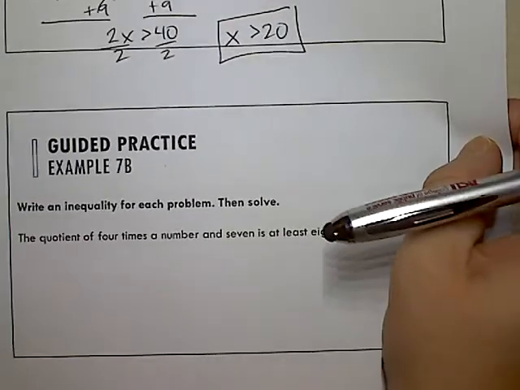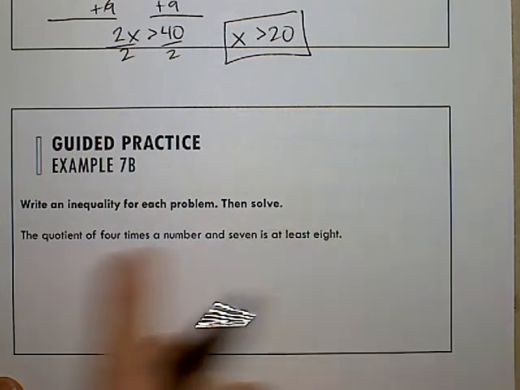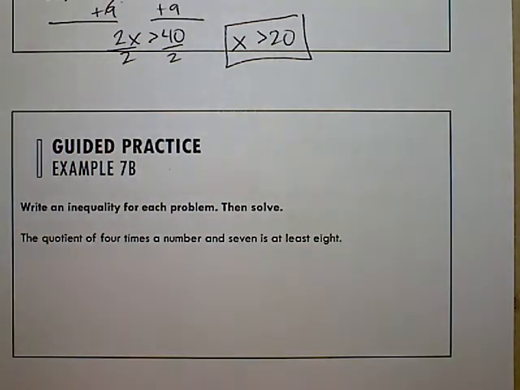Going on to example B, this is where you're going to see a difference in the back of your first page. You do not have this. I understand that I just made a mistake and put the same problem for you twice. So forget about doing the problem that you're seeing for 7B. Please do this problem with me. The quotient of 4 times the number n and 7 is at least 8.